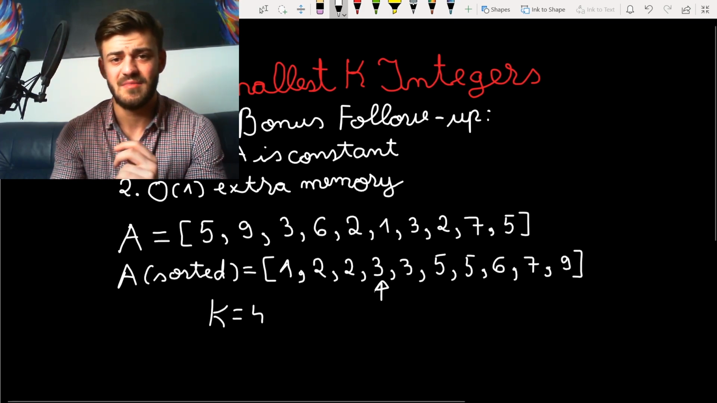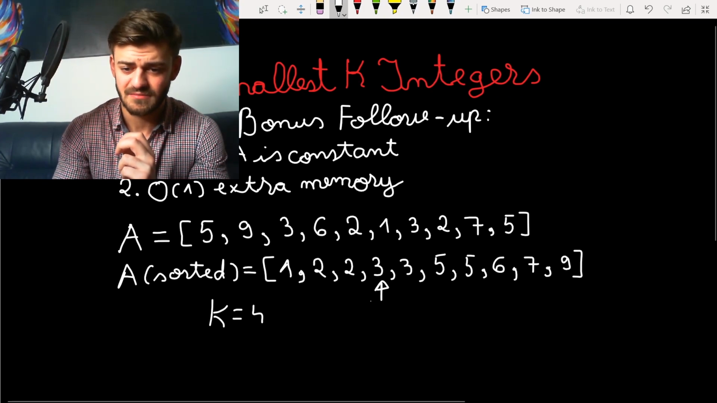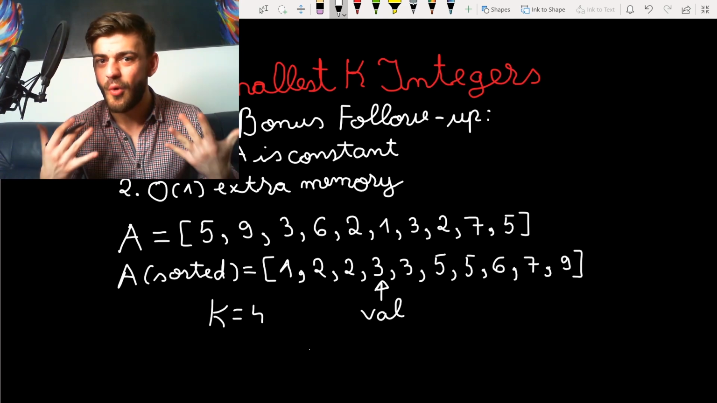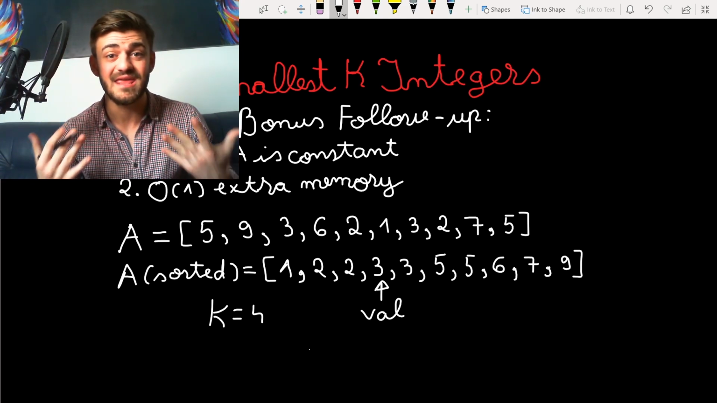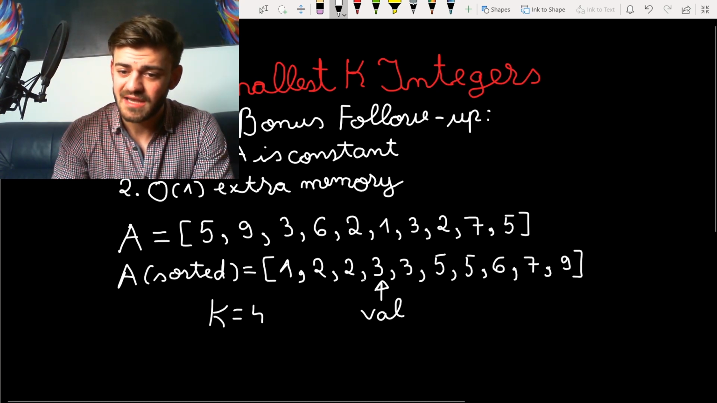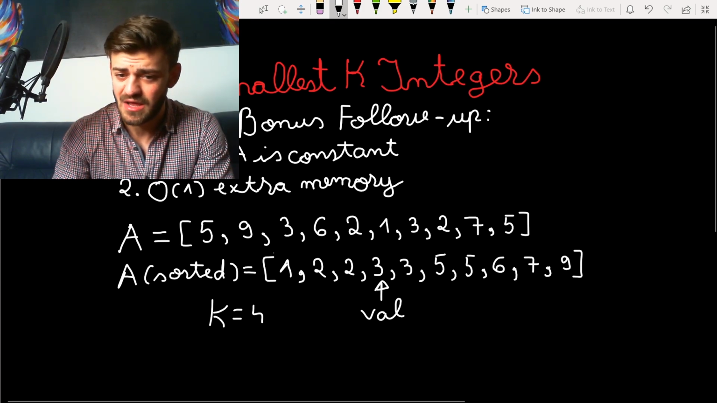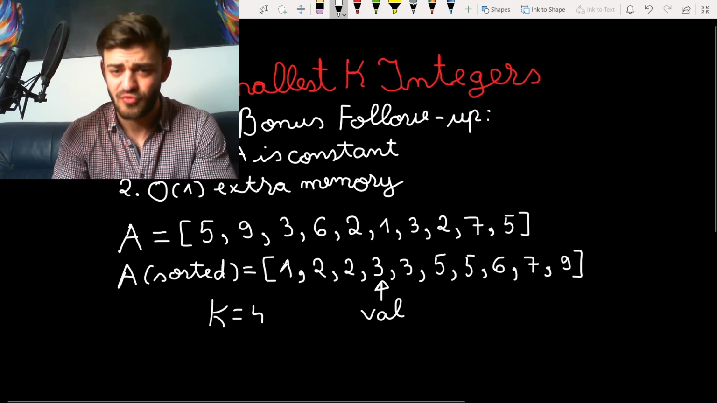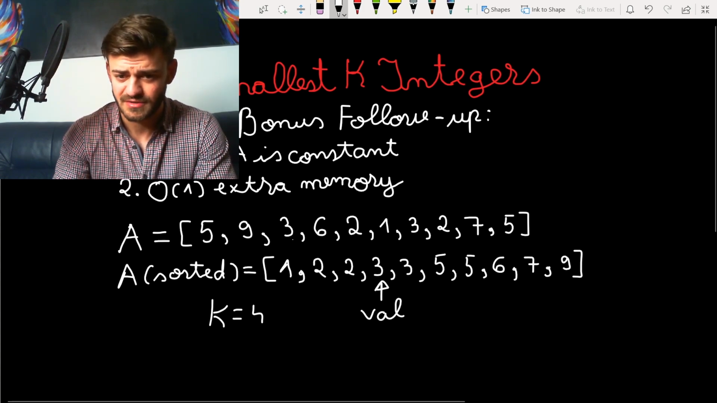And why is that? Because if I know its value, let's just call it val, I actually know all the smallest k integers. Let's take a look at our example. If I know that the fourth smallest integer is 3, obviously all the elements in this array which have a value less than 3 are going to be in our solution, right? So the 1 and this 2.